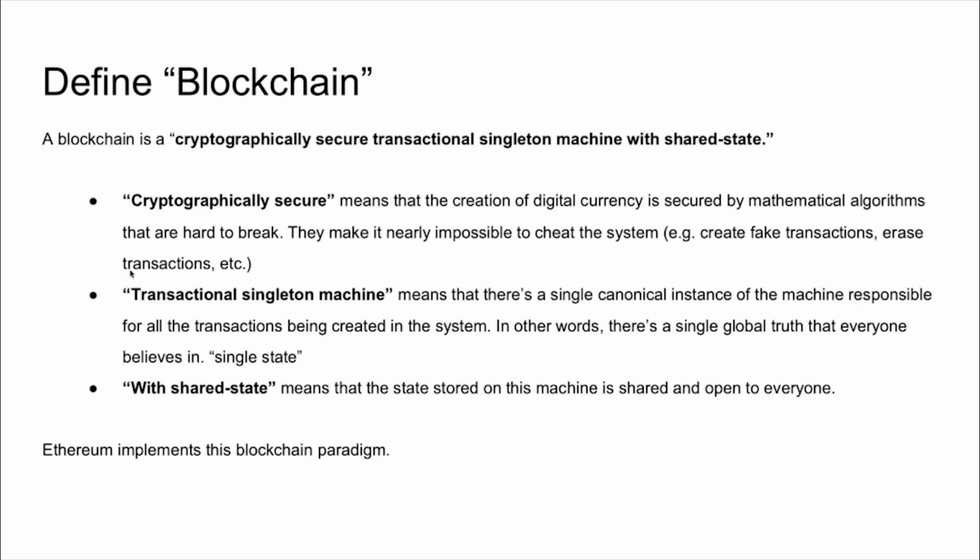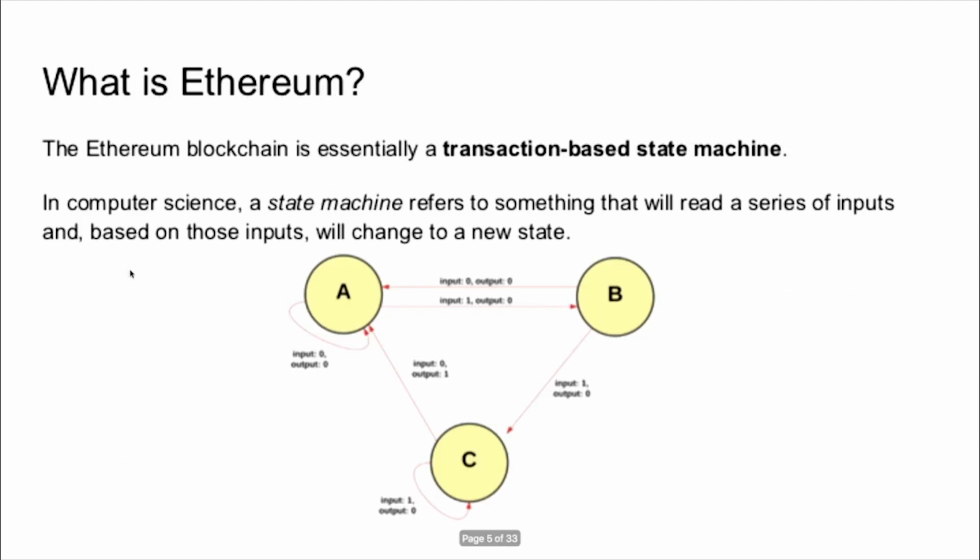And Ethereum is one such blockchain. Another way you can say that in a much shorter way is that it's just a transaction-based state machine, right? Obviously you guys are probably computer science people, but for those who are not, a state machine just refers to something that takes in inputs and then something changes. And that's the new thing.